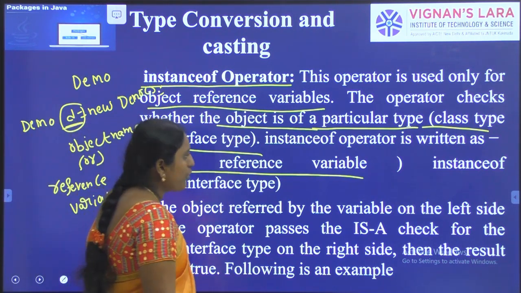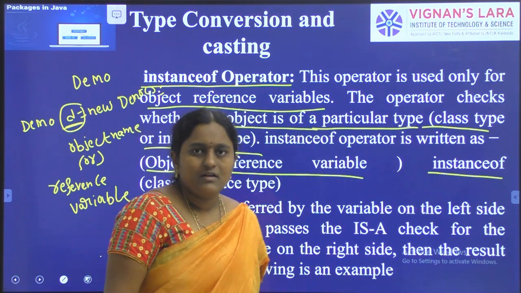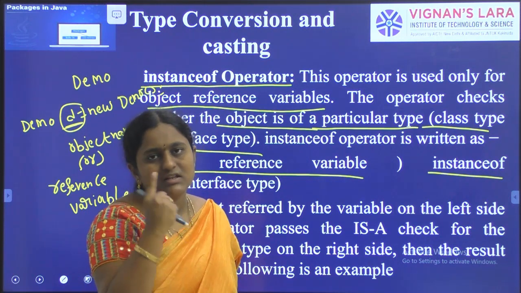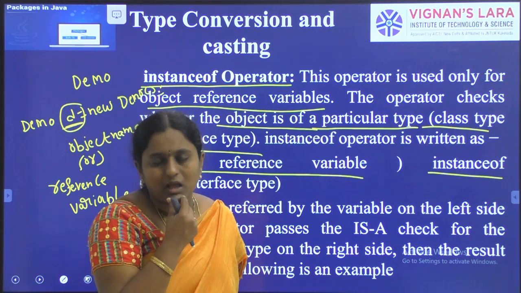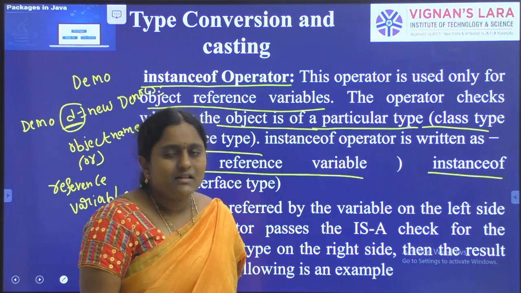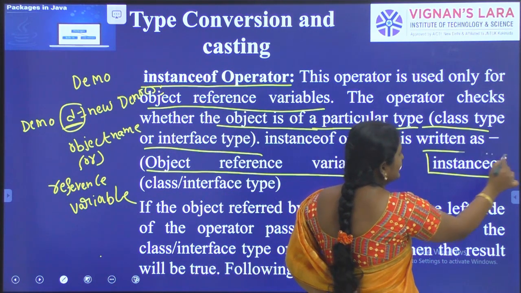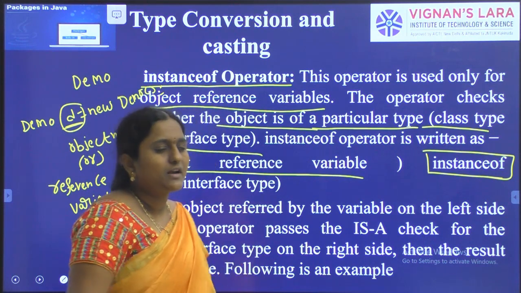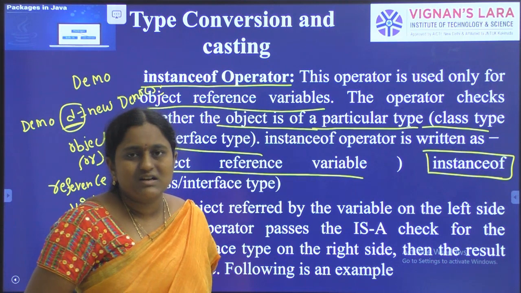Next, instanceof is the operator. Instanceof is a single word, so no white spaces are allowed between instance and of. At the time of writing a program, if you put white spaces, it leads to an error at the time of compilation. White spaces are not allowed. If you forget and keep a space, the compiler gives an error.